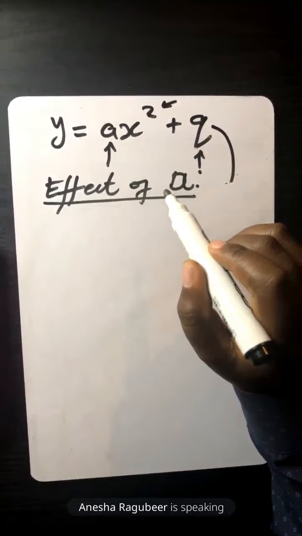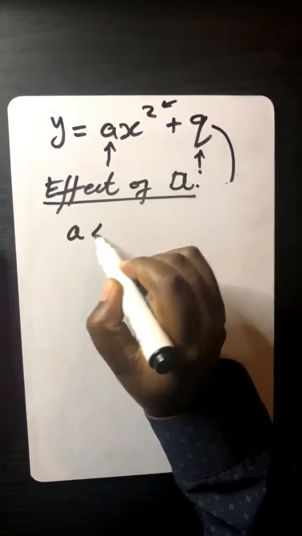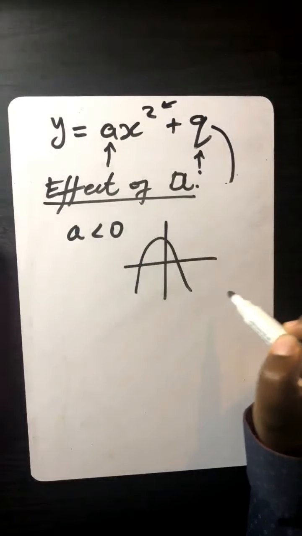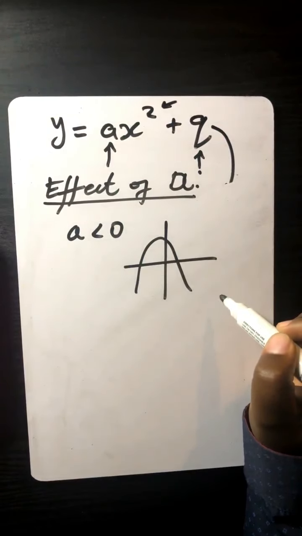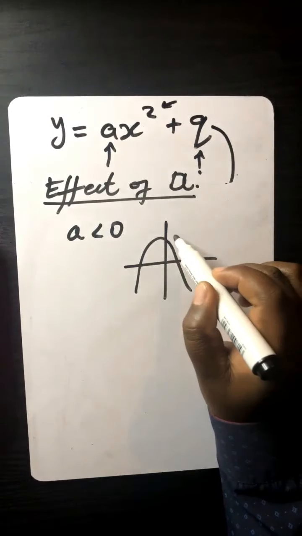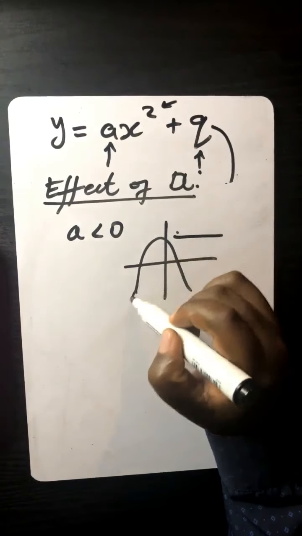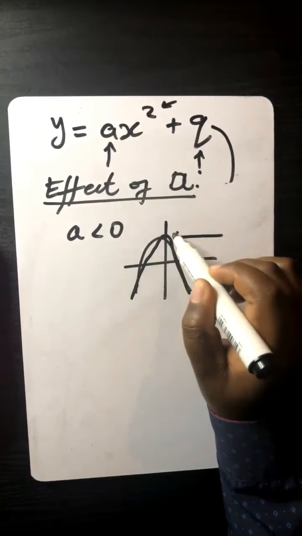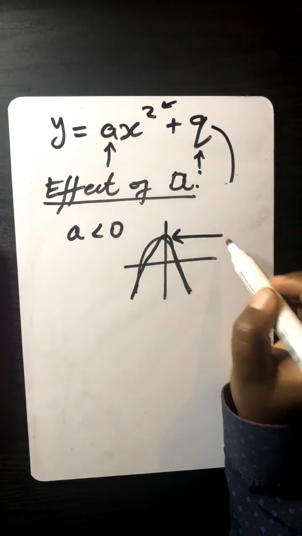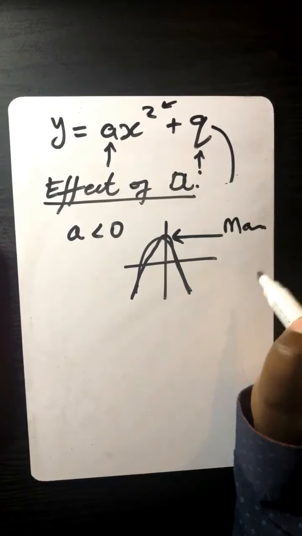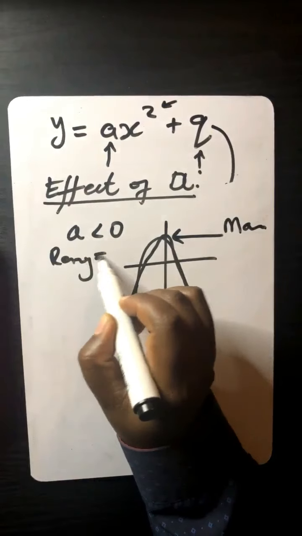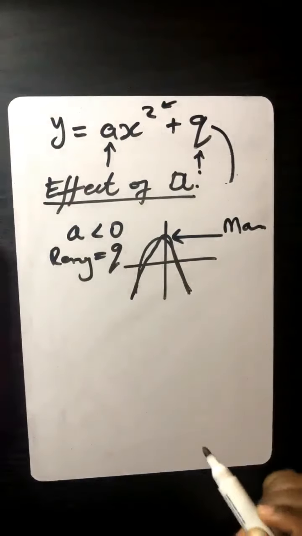Yes, sir. So obviously when a is less than 0, you know very well, Shreyas, that we've got a sad shape. So that turning point is your maximum point. And again, the range is still your q value.